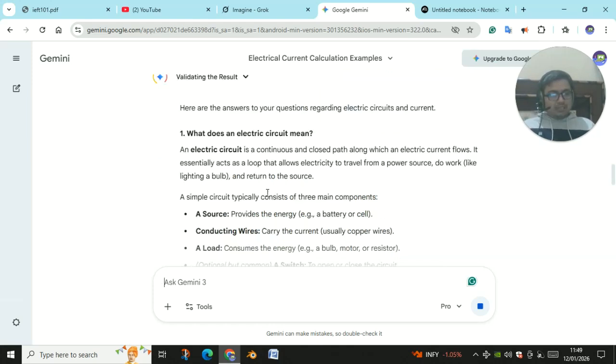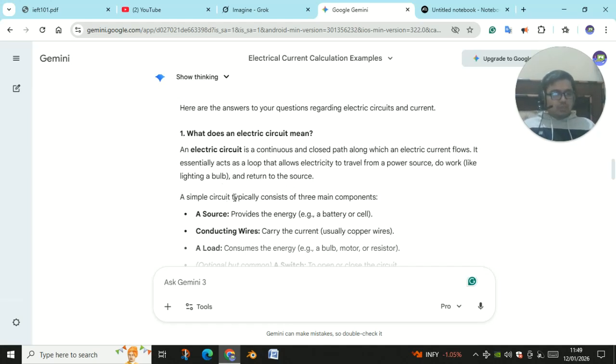What does an electric circuit mean? An electric circuit is a continuous and closed path along which an electric current flows. It essentially acts as a loop that allows electricity to travel from a power source, do work like lighting a bulb, and return to the source.